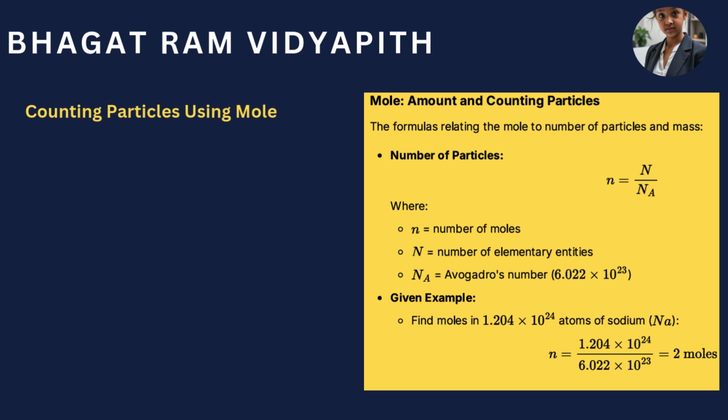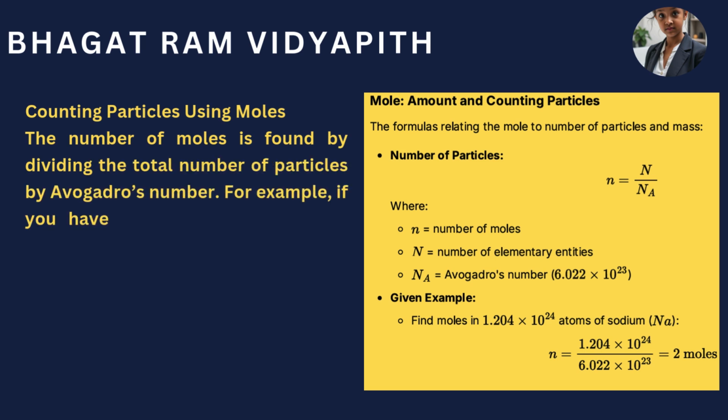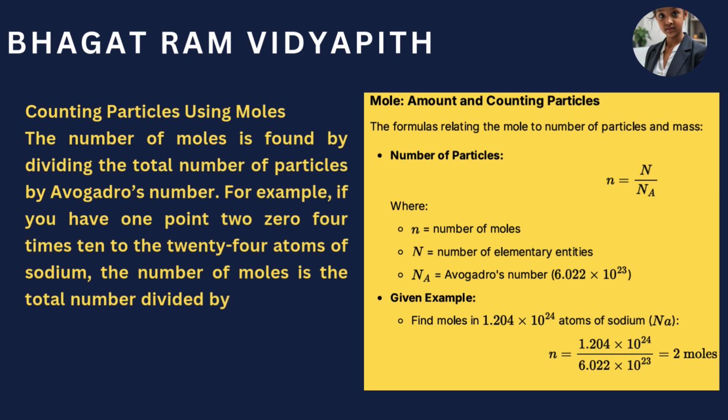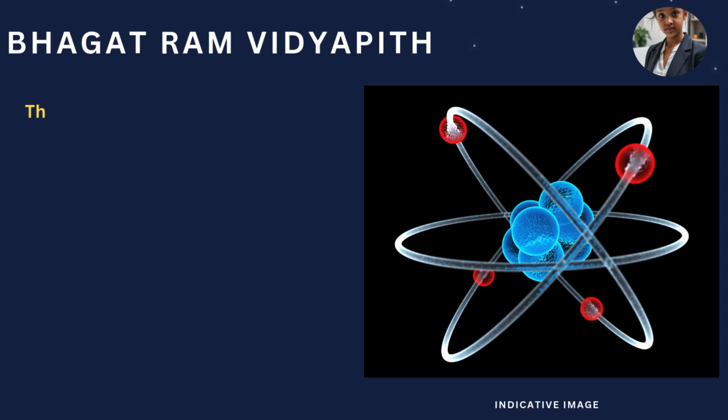Counting particles using moles. The number of moles is found by dividing the total number of particles by Avogadro's number. For example, if you have 1.204 times 10 to the 24 atoms of sodium, the number of moles is the total number divided by 6.022 times 10 to the 23rd, giving 2 moles.